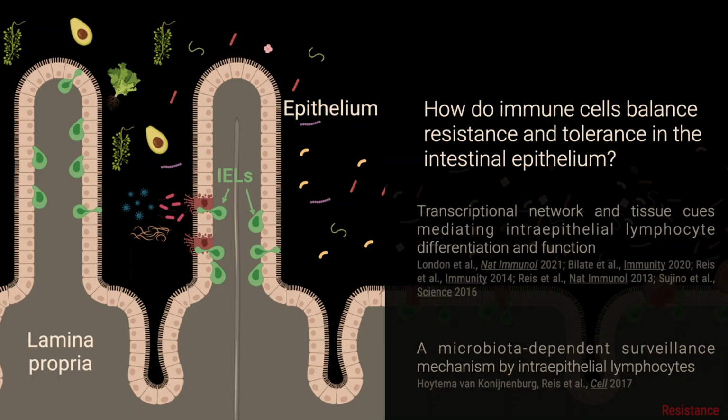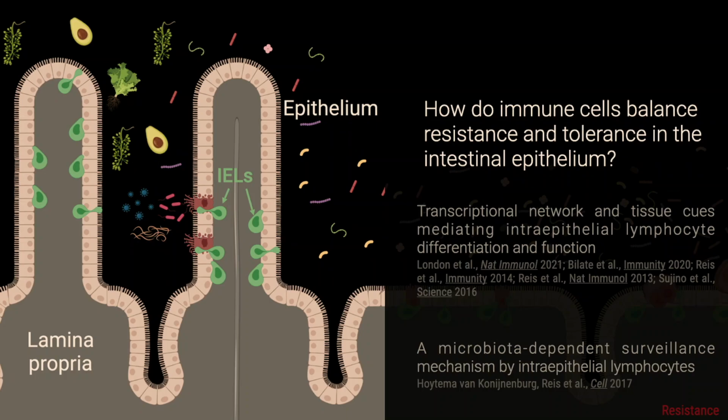I think resistance is very clear, right? Resistance is the control of pathogen load, basically. Tolerance, classical tolerance, is regulation of immune response to self or non-self. Regulation of immune response to self is called central tolerance, because it's induced early in development in the thymus. Regulation of immune response to non-self is called peripheral tolerance, because it's induced in the periphery when you contact microbiota, diet, and so on.